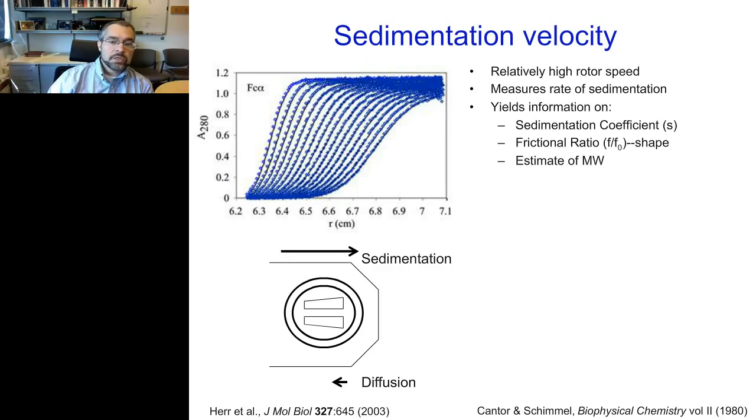And this yields information on primarily the sedimentation coefficient, but also some very important information about the frictional coefficient. I'll discuss that more later; we actually determine that as a frictional ratio, which I'll explain in a few slides. And from this, we can get an estimate of the molecular weight, and we'll talk more about the ins and outs of how that all works.